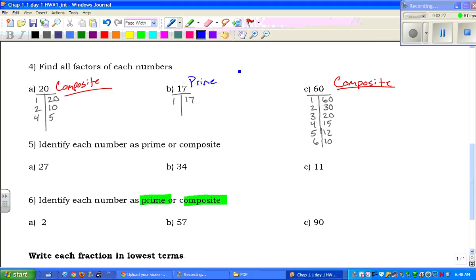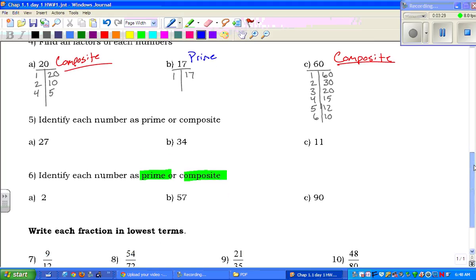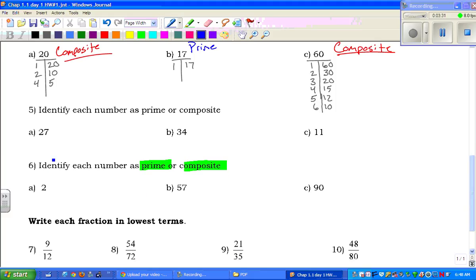Okay? So when we're looking at 6, A, 2 is a prime number because the only numbers that multiply into it are 1 and 2. B is a composite. And C, you should know right away, it's got a 0 on it. It's a composite number.